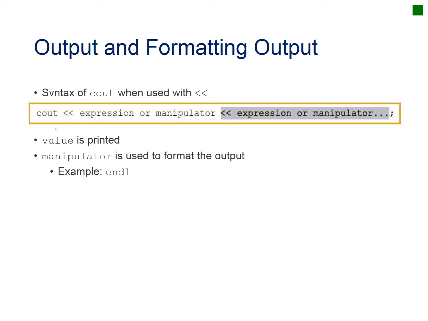Output and formatting output. The syntax of cout when used with the two less than symbols is cout, two less than symbols, the expression. If multiple expressions are needed, simply place another two less than symbols and an expression on the cout line. The expression is evaluated, the value is printed, and a manipulator is used to format the output. For example, endl, or end line.